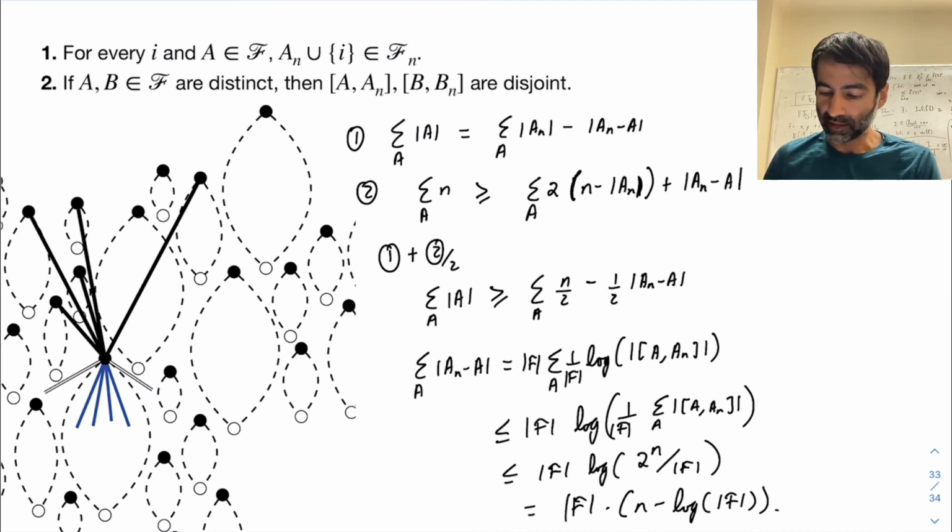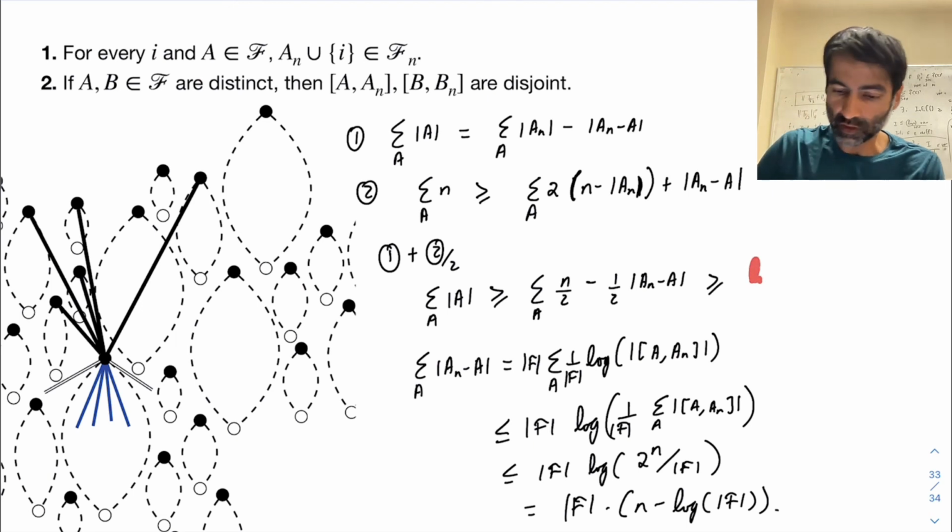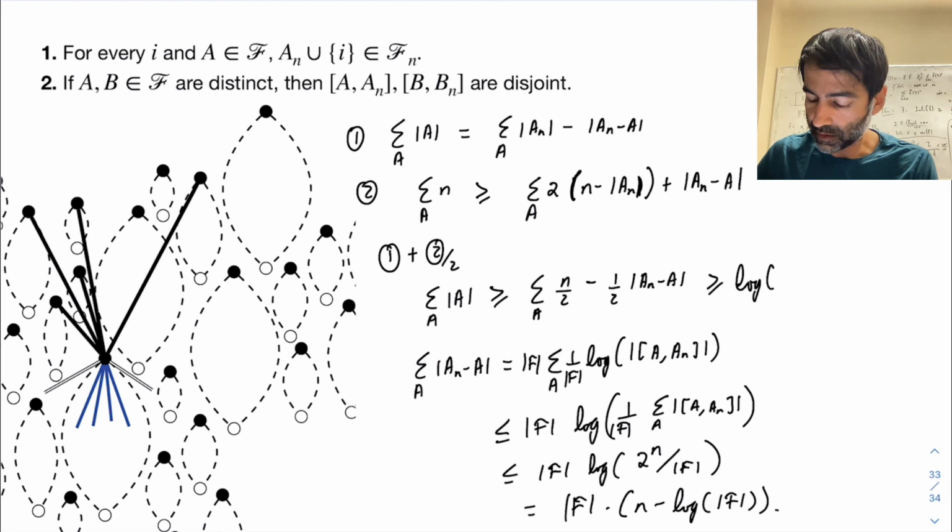Okay, and putting this estimate back in here, we obtain, the n's cancel out. This n over 2 cancels out with this n, and what you're left with is exactly what I claimed. Okay, that this quantity must be at least log of the size of the family divided by 2 times the number of sets in the family.